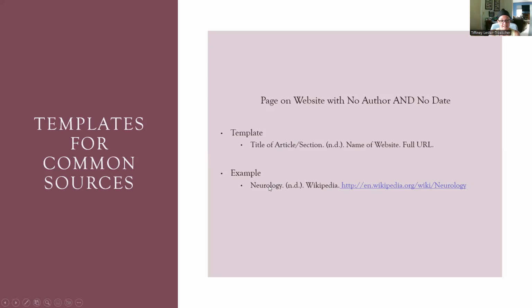So I'm looking at the section on neurology on Wikipedia. How do I cite that? Well, I don't have an author's name, so I'm going to use the title of the section that I'm looking at. I'm looking at neurology. Okay, what comes next? It should be the date of publication in parentheses. I don't have a date of publication, so I'm going to put in period N period D period in my parentheses.